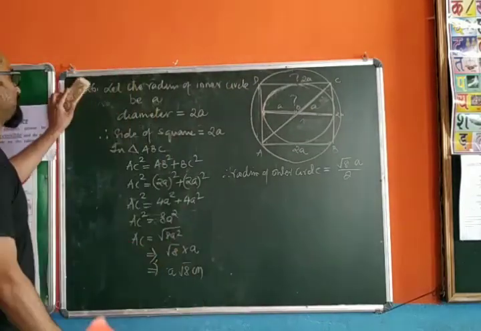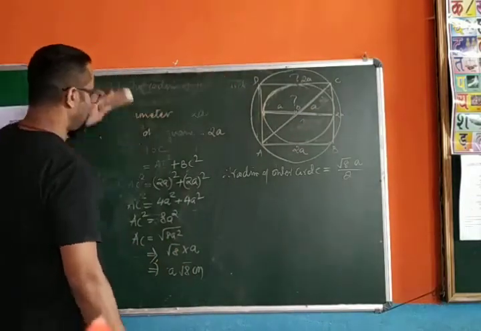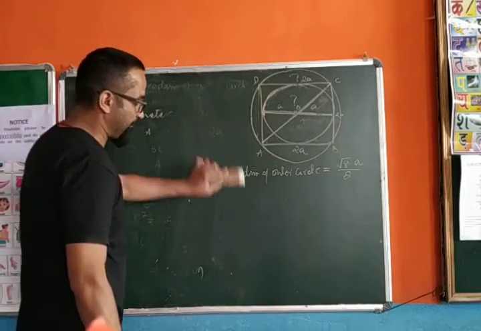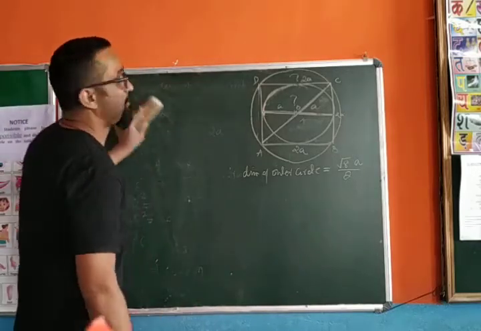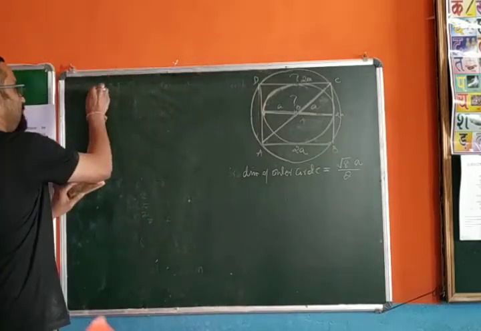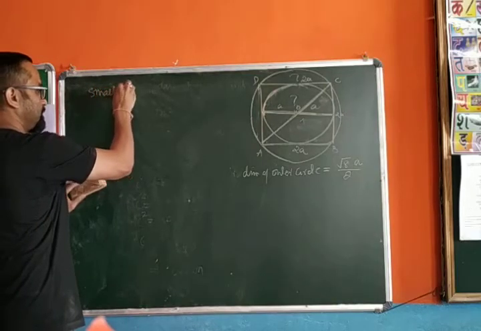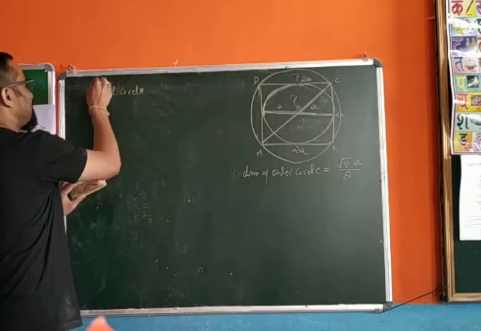Now the calculation part. Once you get all the dimensions, you need to write the values. Small circle, that is inner circle.